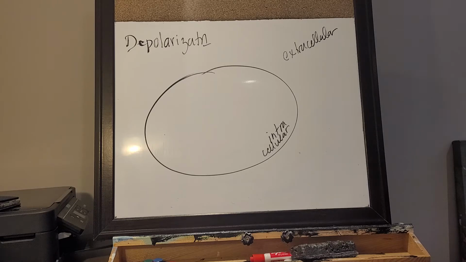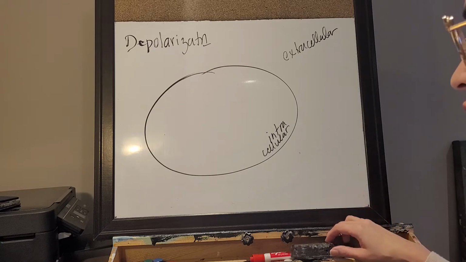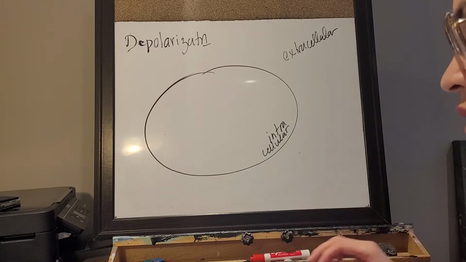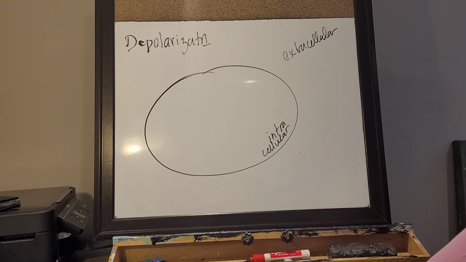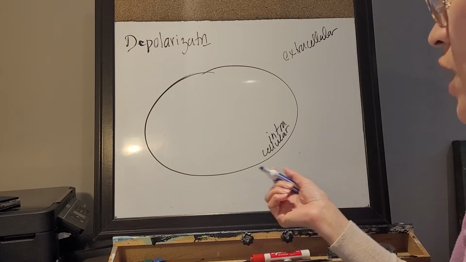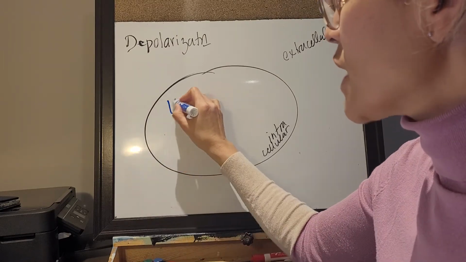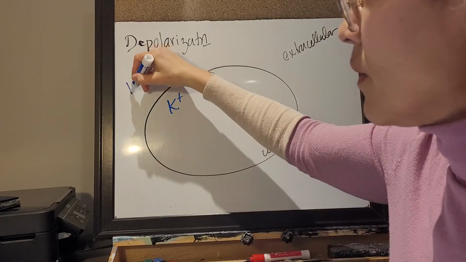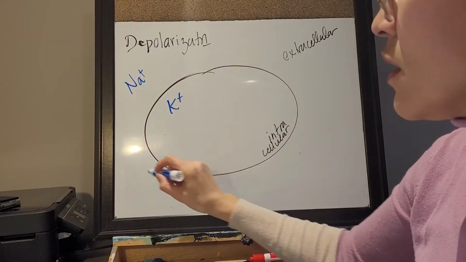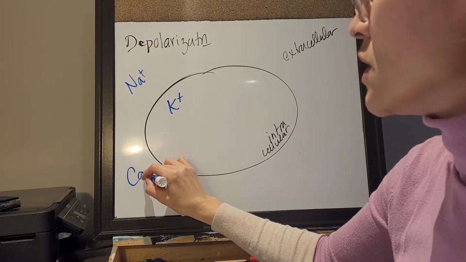And when we talk about depolarization, we talk about ions. And there are the major ions that they discuss in the chapter, and there are more, but the major ions they discuss in the chapter are potassium, and I'm going to put it inside, and sodium, and I'm going to put it outside. And then another key player also is calcium.